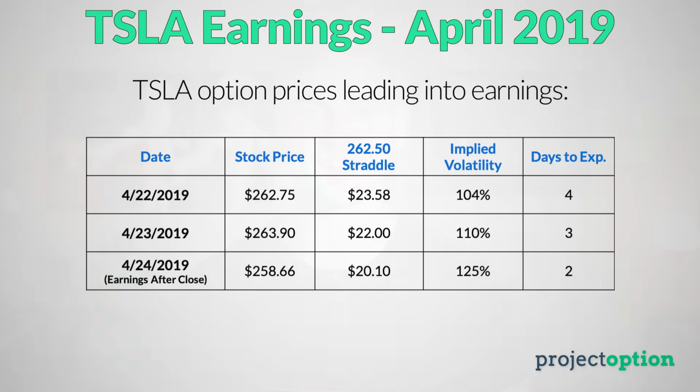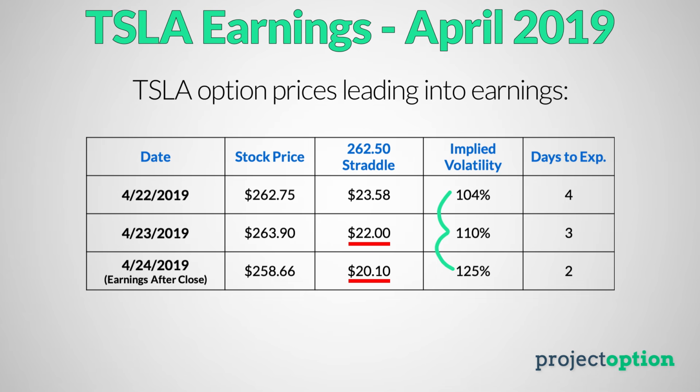To prove this to you, let's go ahead and look at some historical option prices on stocks that are approaching their earnings date. In the following table, we're looking at the prices of options on Tesla on the days leading up to their earnings date in April of 2019. On each day, I recorded the price of the 262.50 straddle, which was the at-the-money straddle on the first day that I started recording the prices. As we can see, the straddle price actually decreased on both days leading up to the earnings date, yet the implied volatility reading of the earnings expiration cycle went from 104% to 125%.